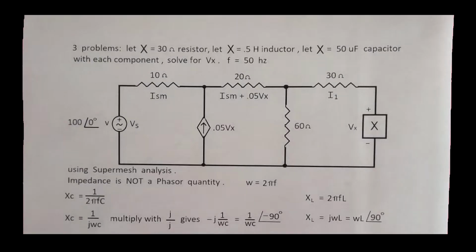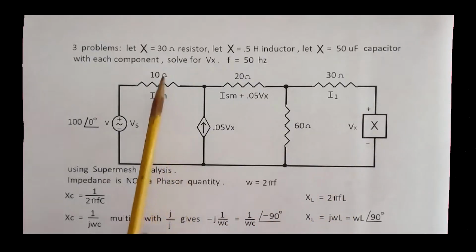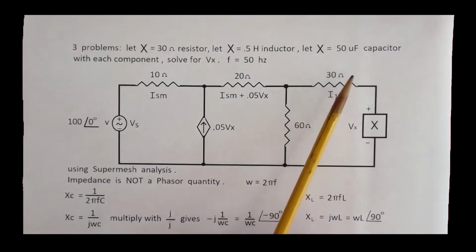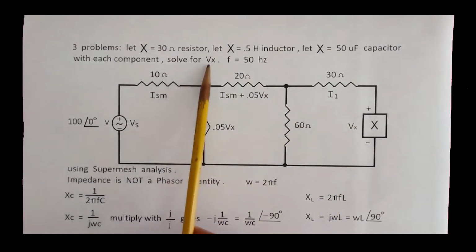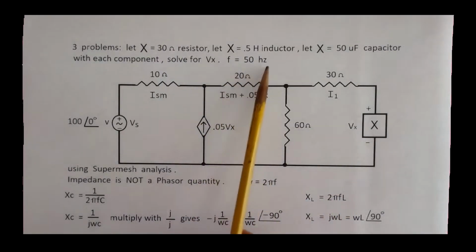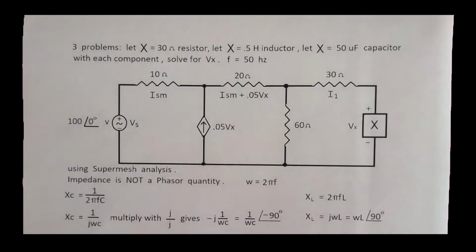Here's a slightly more complicated circuit. This one we're going to use phasors, phasor notation. We're going to replace X with a 30 ohm resistor, then we're going to reanalyze with a 0.5 Henry inductor, then we're going to replace X finally with a 50 microfarad capacitor. Each time we're going to solve for Vx, voltage across that component, and the frequency is 50 Hertz. Going to use Supermesh each time for the analysis.